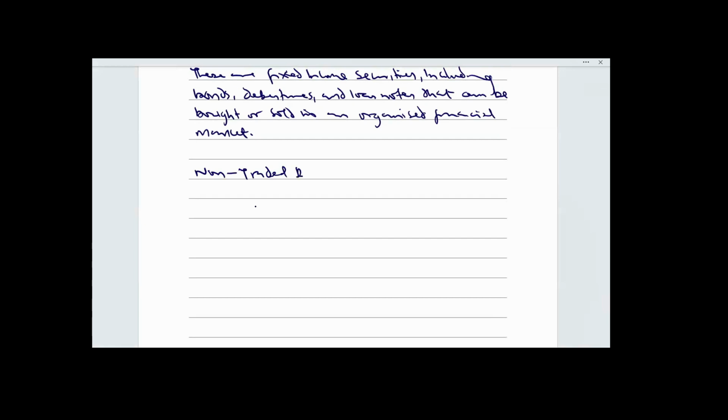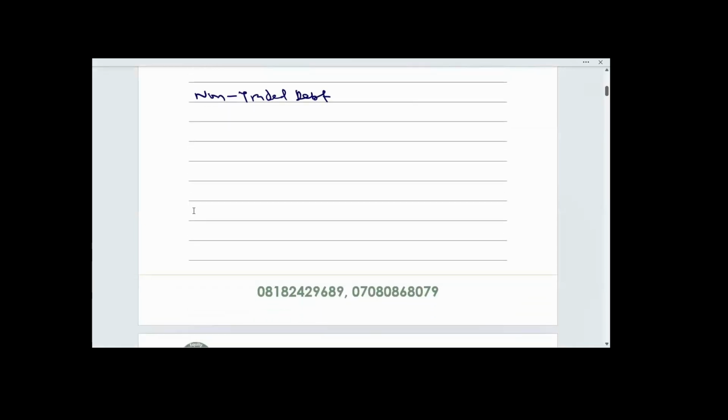Non-traded debts. These are securities that are not tradable in an organized financial market.